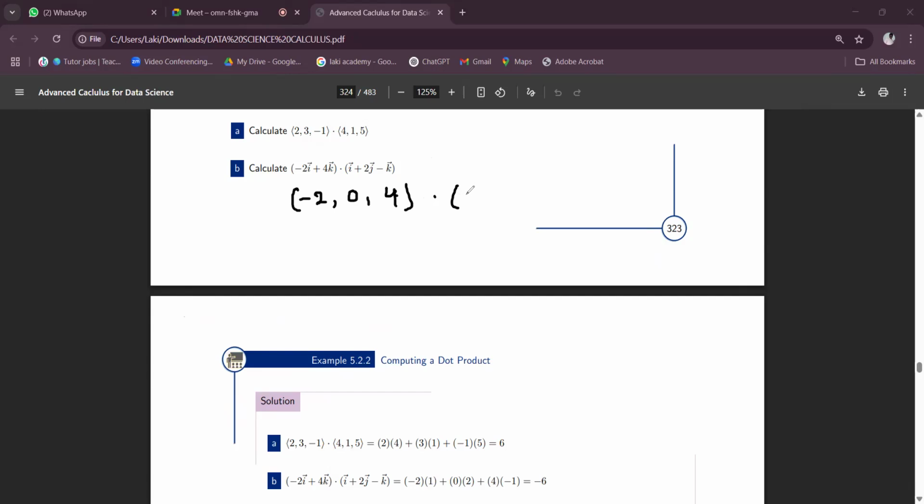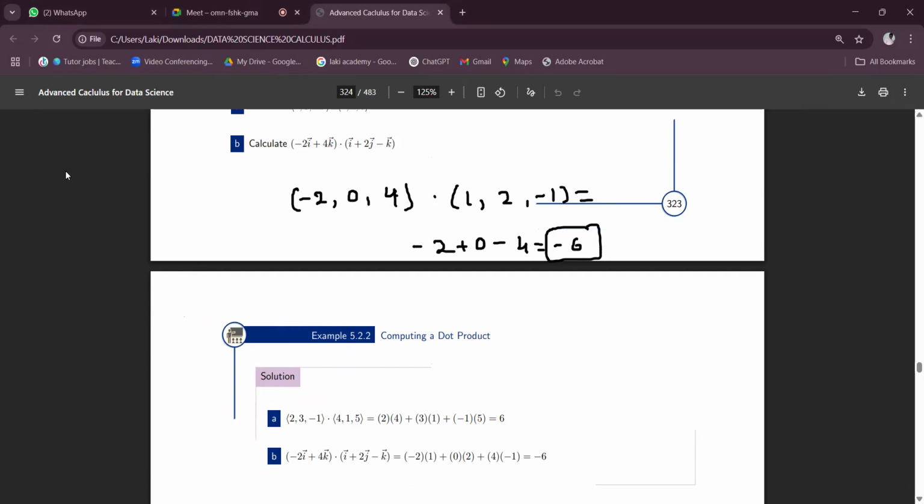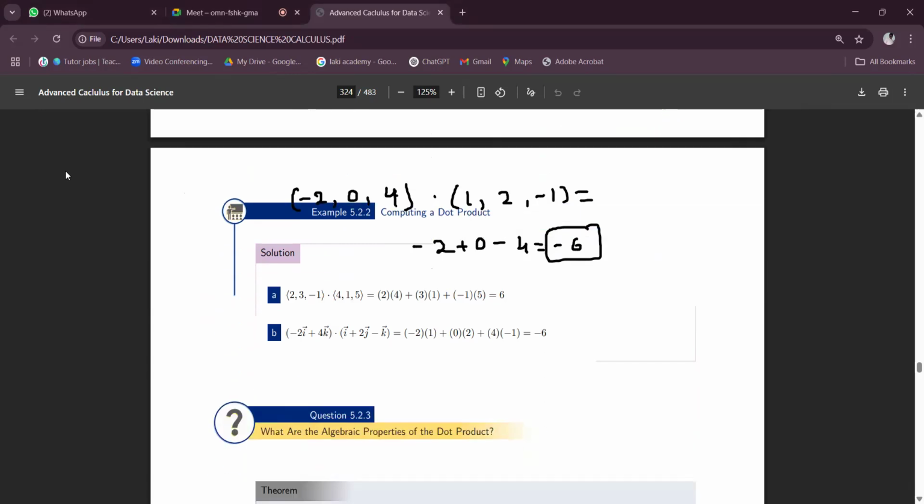Because there is no j component, it means the point is only moving on the x-axis and z-axis. The second vector is 1, 2, and minus 1. Now you can do it: minus 2 multiplied by 1 plus 0 multiplied by 2 plus 4 multiplied by minus 1. Minus 6 is the answer, right? Understood? Yes.